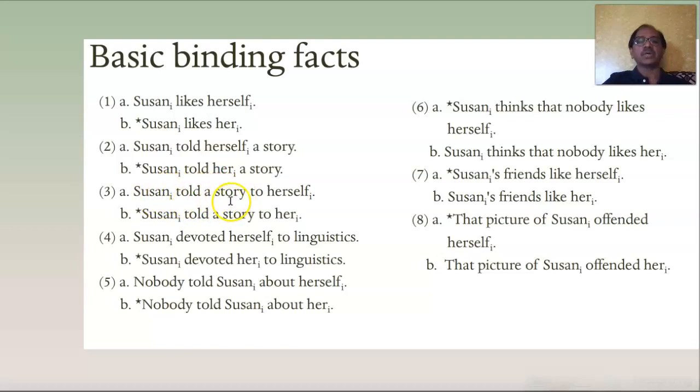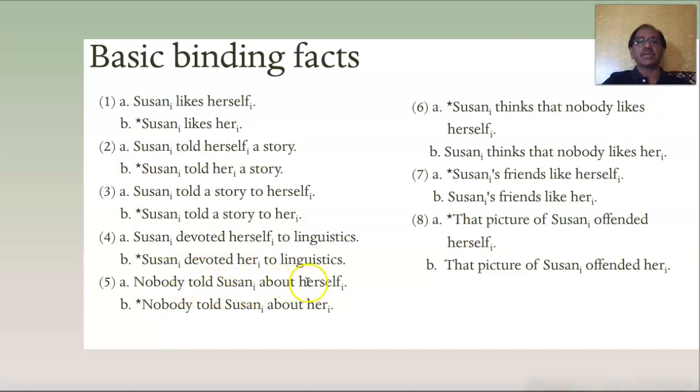Susan told her story to herself. Herself is a reflexive and the antecedent is Susan, and the two are co-indexed. Susan told a story to her is ungrammatical when the word her refers to Susan. That is, the co-indexation is ungrammatical. Susan devoted herself to linguistics. Again, the reflexive herself is co-indexed with the antecedent Susan. Susan devoted her to linguistics is ungrammatical.